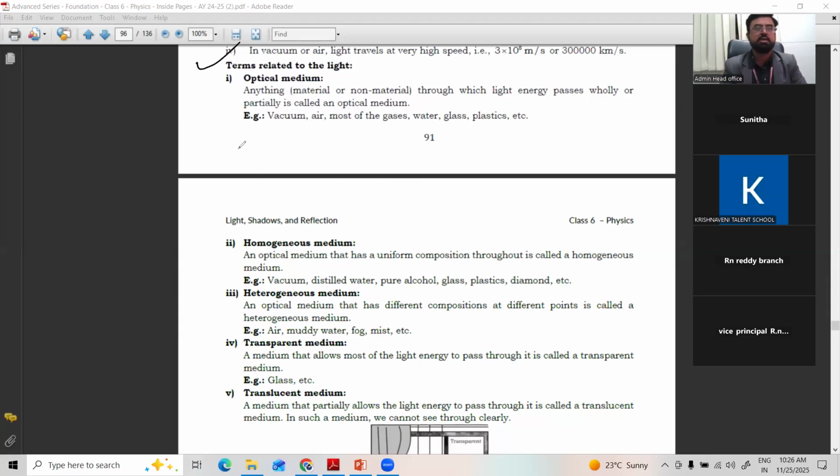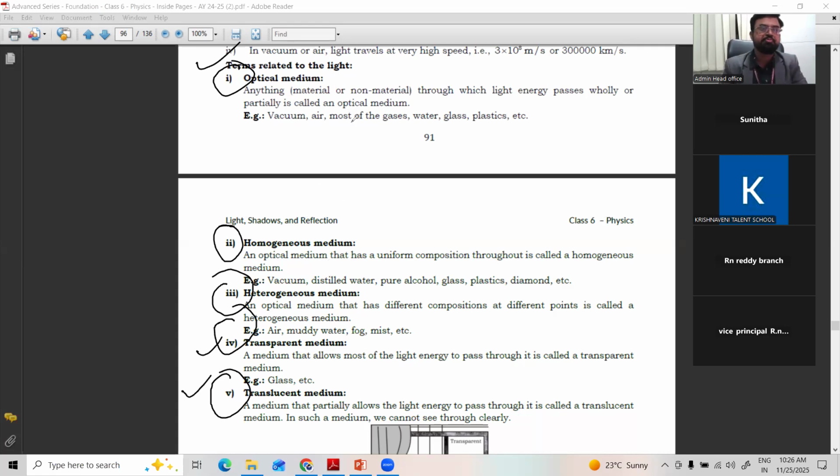Some more terms about light. First, optical medium. Next, homogeneous medium, heterogeneous medium, transparent medium, translucent medium. Right? We'll see what the difference is. These are some important terms. Whenever you are studying about light, you should know this.